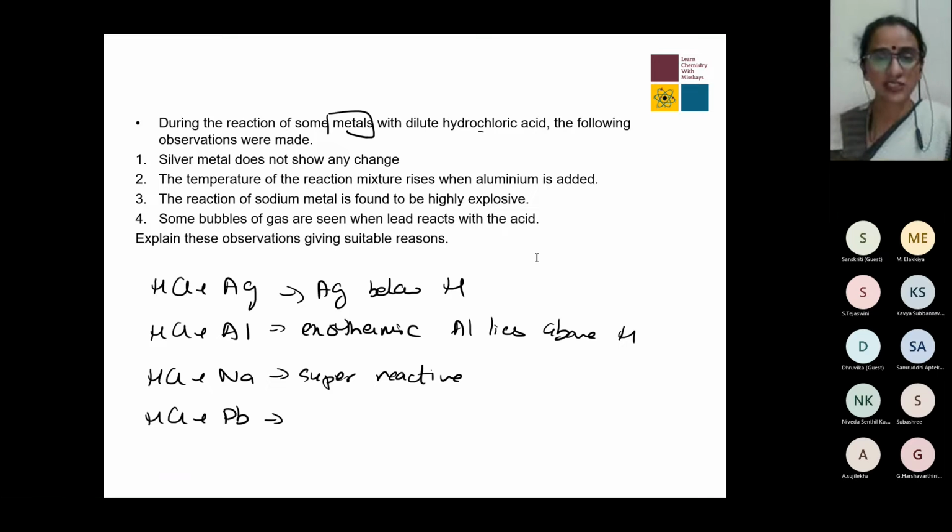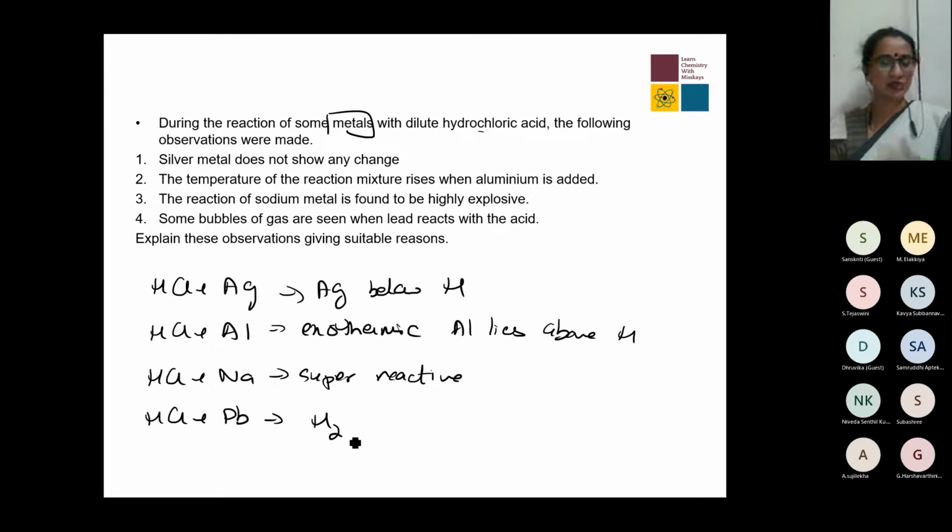And the last one: why do we see bubbles coming out when lead reacts with acid? Because when lead reacts with acid, it will displace hydrogen in the gaseous form. So you'll see bubbling of the hydrogen coming out of the liquid. All right. This is your observation.